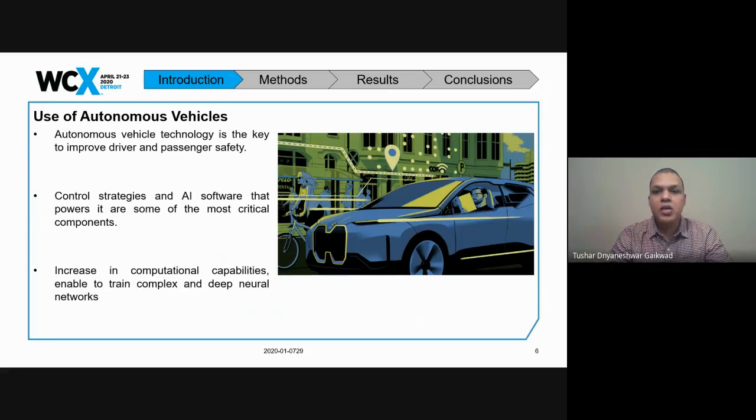When we talk about the improvement of intelligent transportation systems, autonomous vehicle technology is key to improving driver and passenger safety. Over recent years, the race towards the development of fully autonomous vehicles has accelerated tremendously. Many components make up an autonomous vehicle, and some of the most critical ones are the control strategies and AI software that power it. With the increase in computational capabilities, we are now able to train complex and deep neural networks that can learn crucial details and become the brain of the car, understanding the vehicle's environment and deciding the next decision to take.